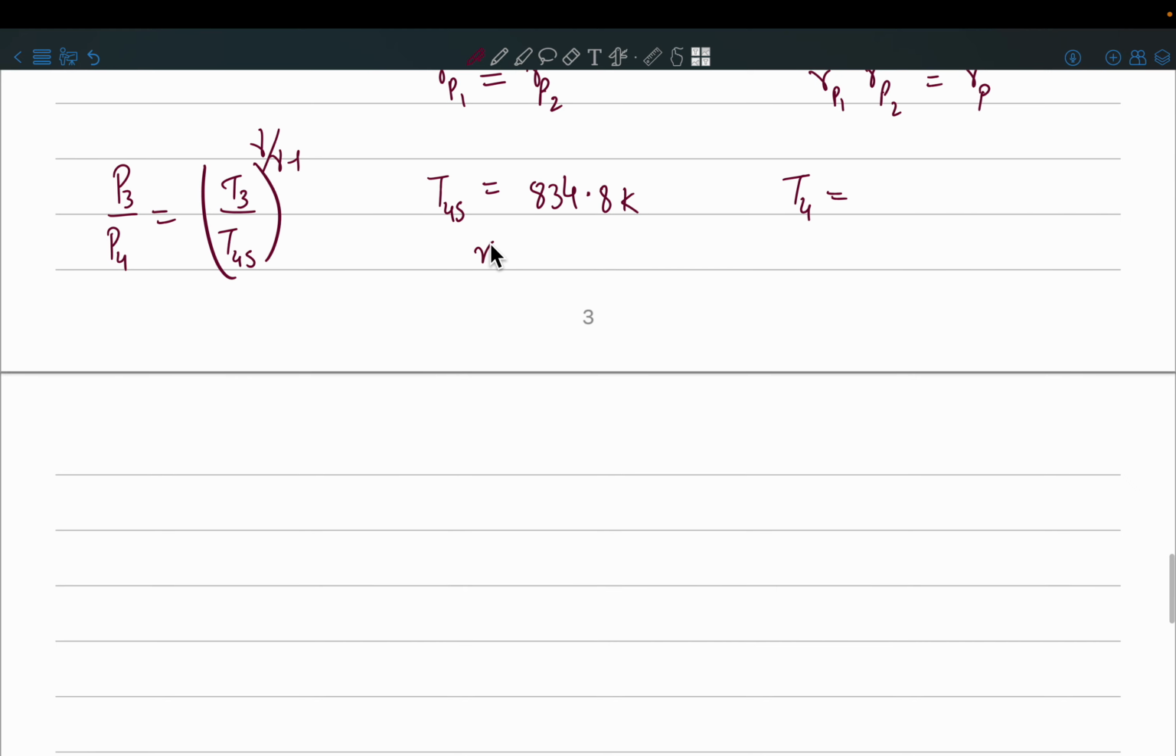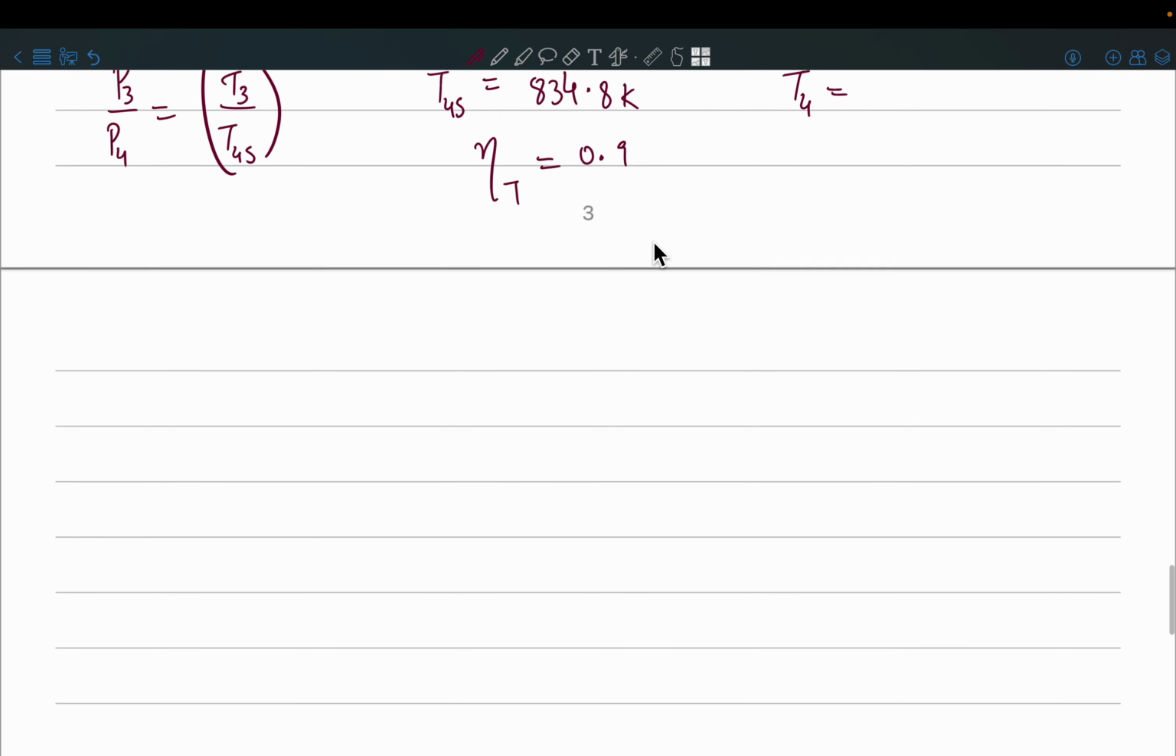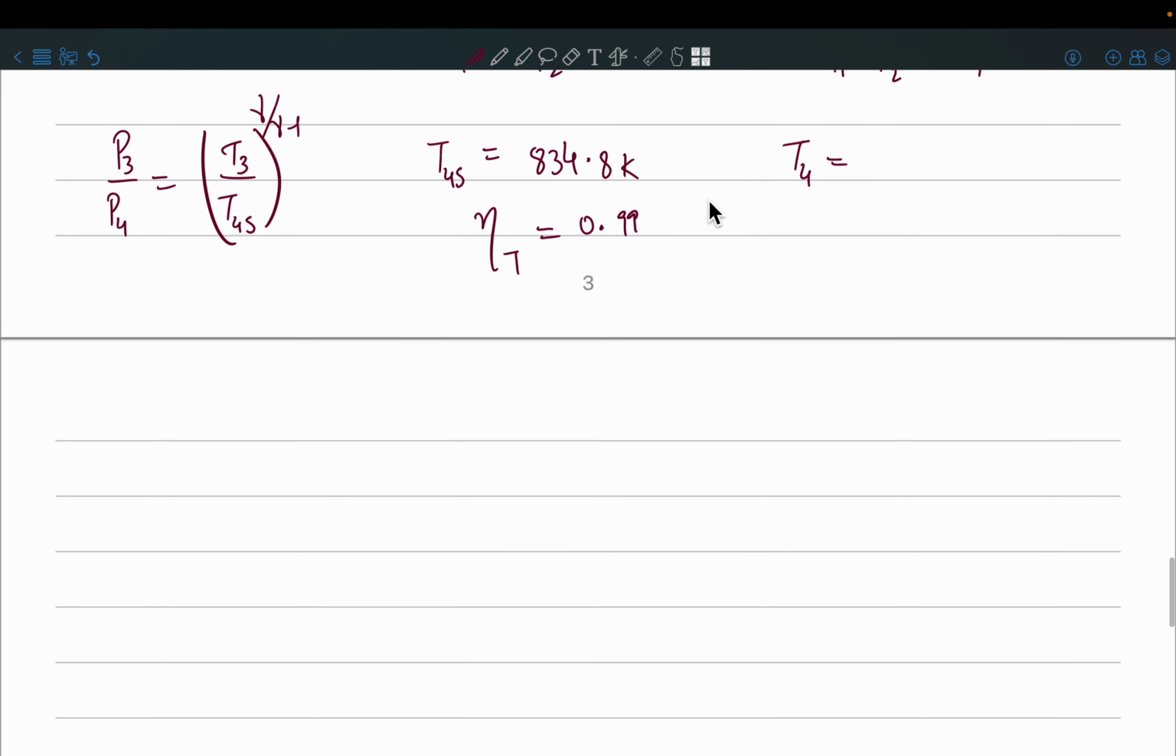Because you know the efficiency of turbine is given to be 0.99, I think. Yeah, 0.99. Yeah, I by mistake wrote that value. Okay, 836.47 Kelvin. Okay, so now it is simple. You can also solve similarly for the low pressure turbine.